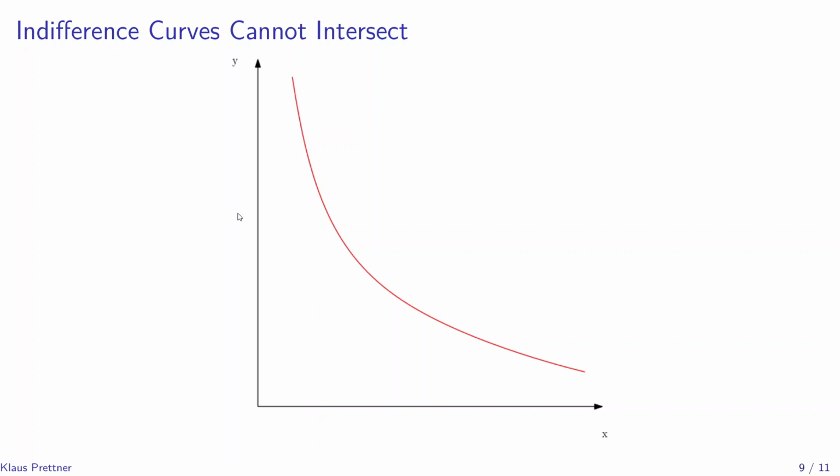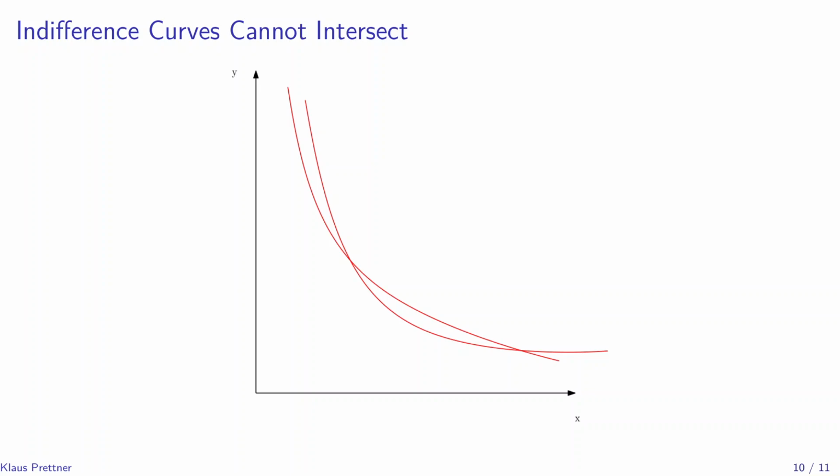Another important property of indifference curves is that they cannot intersect. So for illustration, take again the indifference curve that we have here between two goods, now called x and y. And then you have a second indifference curve, and this indifference curve intersects the first one. That is impossible. Why is this the case? Because it violates the transitivity of preferences.